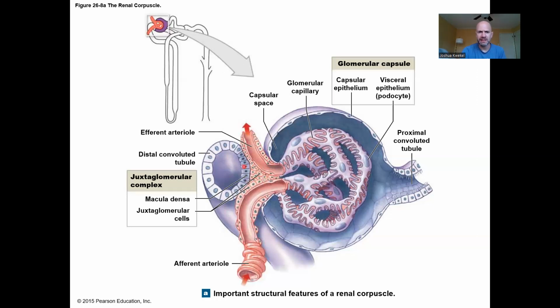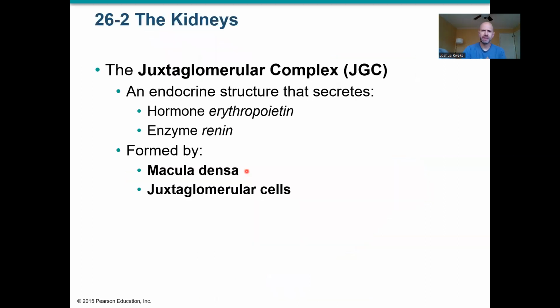Okay, these are the macula densa cells, which are a specialized type of these cuboidal cells that are on the distal convoluted tubule. So these are the cells there, the macula densa and the juxtaglomerular cells, which are between the tubule and the afferent and efferent arterioles.